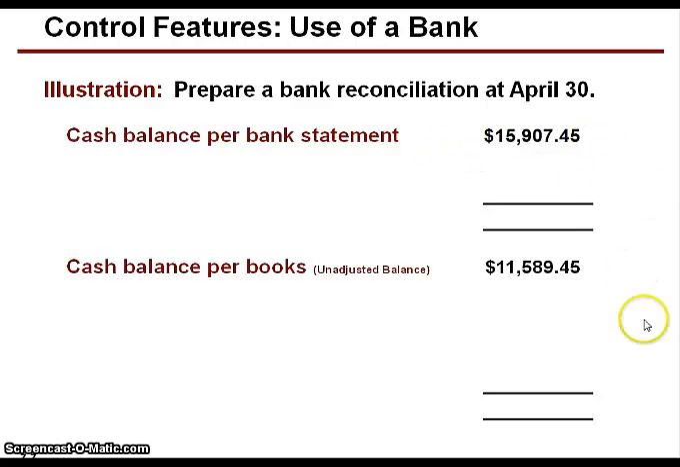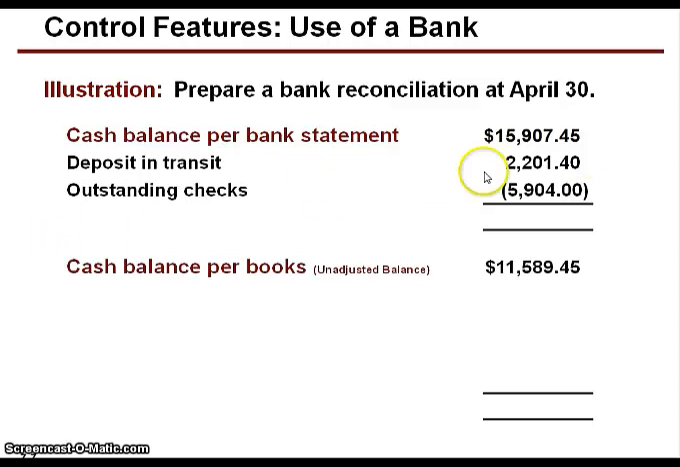So here's our bank statement balance. Here's our book balance, again the unadjusted balance. We add deposits in transit. We subtract outstanding checks. And that's going to give us a balance, which we don't have yet. Okay, let's take a look.